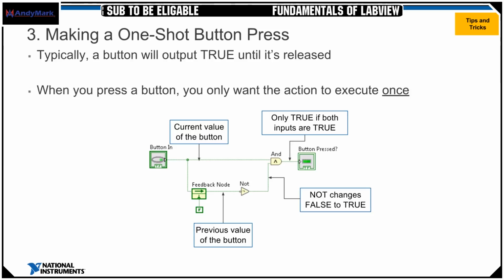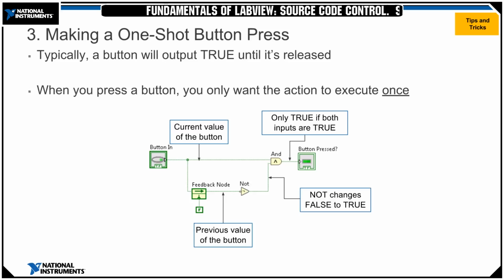That combination of a 0 and a 1 through an AND gate is going to give us a 0 output. So our button pressed Boolean is going to stay false. Now when I press my button, that top wire is going to tick to true, and then our AND gate is going to have a true and a true input. That true and true input is going to give us a 1, and our button pressed Boolean is going to light up because it's true.